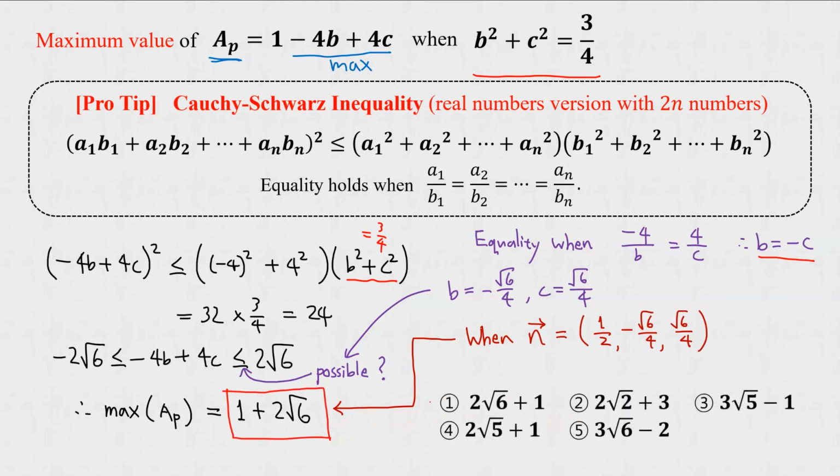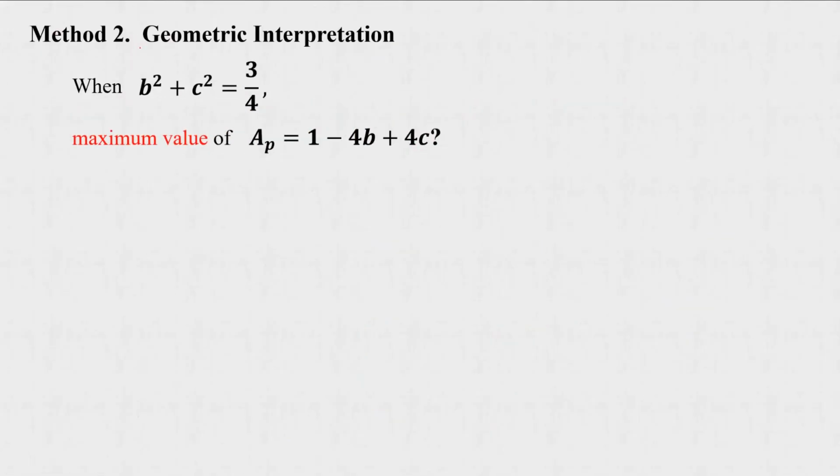And from our multiple choices, the correct choice is choice 1. But we can think of another method to deal with this maximization part. The second method is to think about the geometric interpretation of the given conditions. But what does it mean by geometric interpretation?